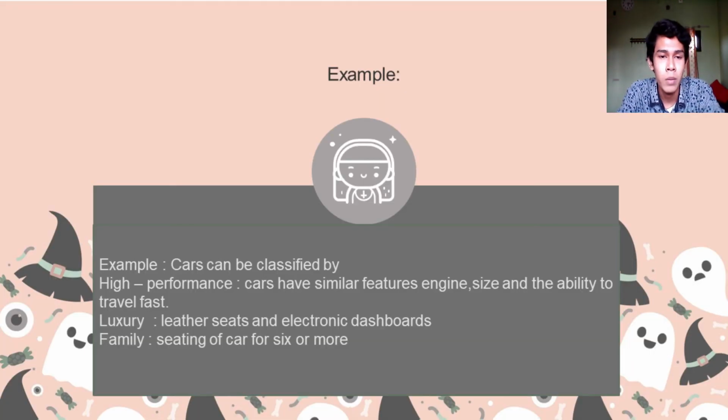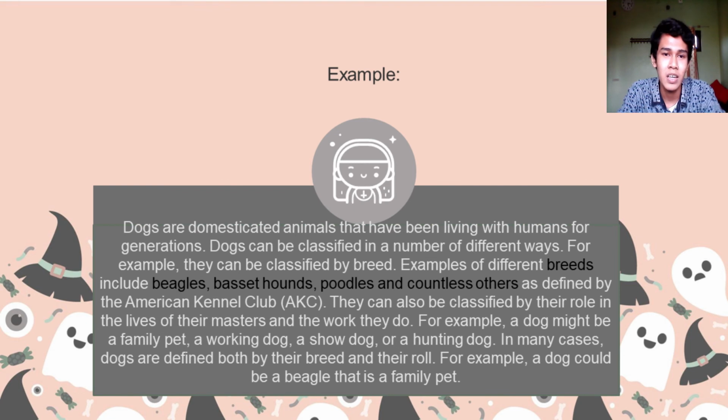Here's the example. We use cars as an example. Cars can be classified by height and performance. If we classify cars by performance, they have similar features like engine, size, and the ability to travel fast. If we classify them as luxury, they have leather seats and an electronic dashboard. And if we talk about family cars, they seat six or more. Next, there's an example of a classification paragraph.